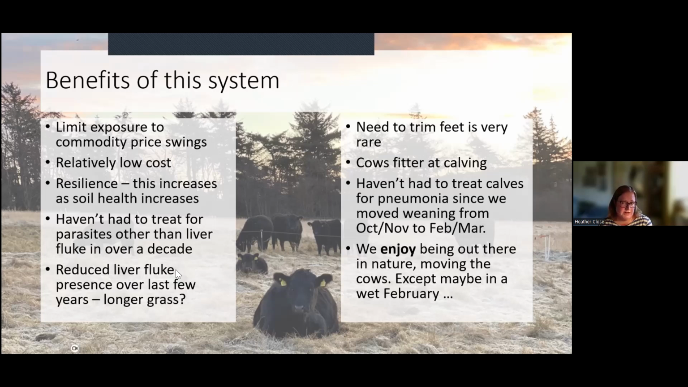Need to trim feet is very rare. When Dad first started buying in bulls, he'd have to treat their feet very often. As soon as we started outwintering the cows, that's become a very rare issue. Cows are fitter at calving. Since I've been there, we've moved the weaning from kind of November time to February, March, and we haven't had to treat any calves for pneumonia since we've done that. I think it avoids the double shock of winter approaching and weaning at that point. And then, yeah, I really enjoy being out there in nature, moving the cows, except on wet Februarys.